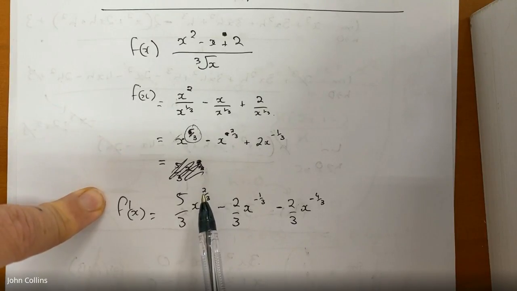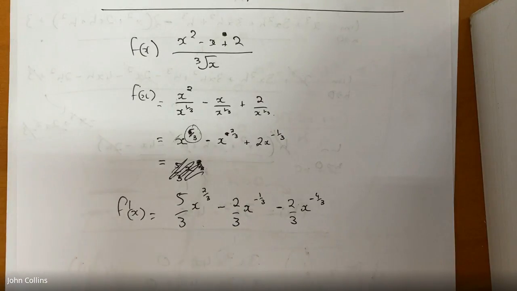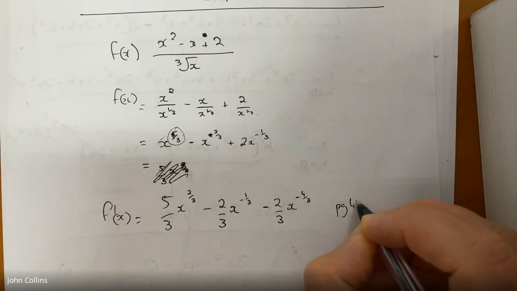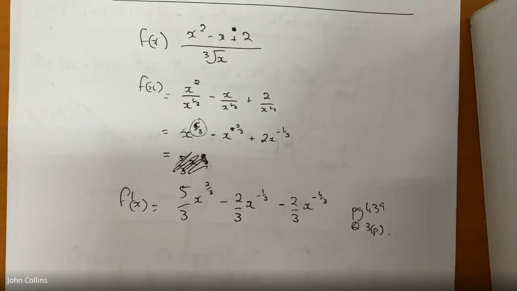They will compare. You'll see the turns match the slopes, and it might be interesting to have a look at. Maybe you can look at that one yourself. That was from page 439, question 3P. I just took it out of the book there. Okay.